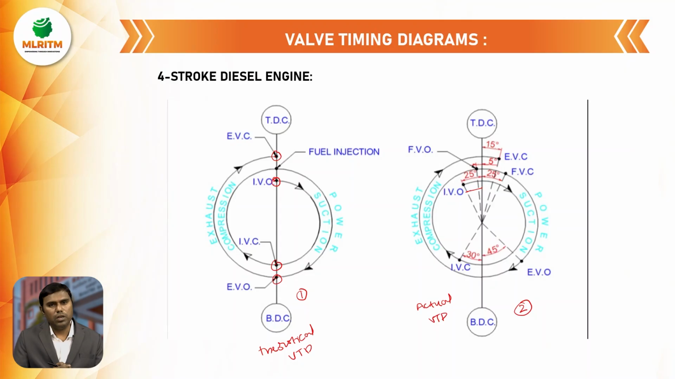Then the fuel injection valve opens almost 5 to 15 degrees before TDC, and it is closed 10 to 15 degrees after BDC. For analyzing this opening and closing of valves, we use this valve timing diagram. So this is for the diesel engine.